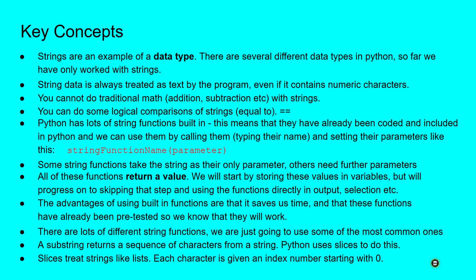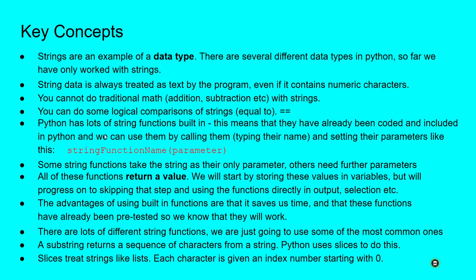So our key concepts were, once again, we were working with strings. As an example, data types. We have seen a few others, and essentially we were just using our strings and treating them as text, which could contain numerical characters. We cannot do any traditional math to them, but we can use the logical operator equals to compare it to a new string.